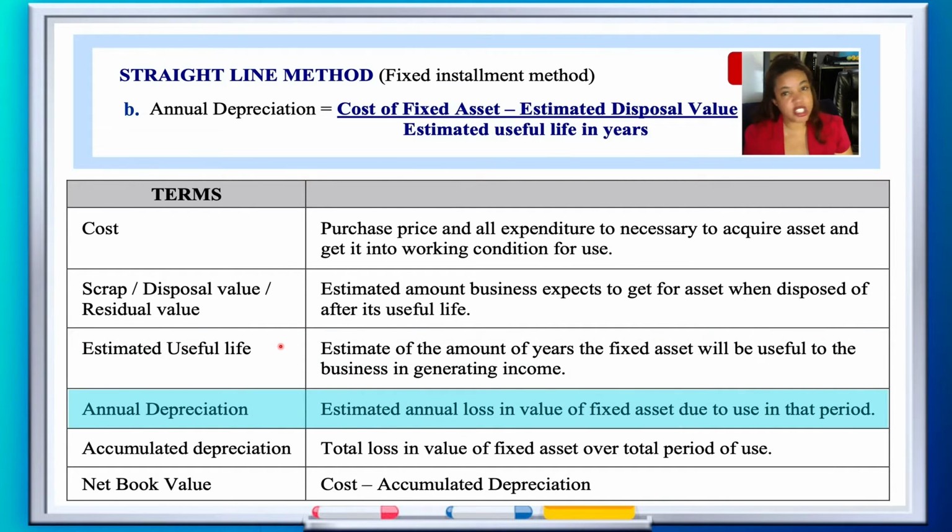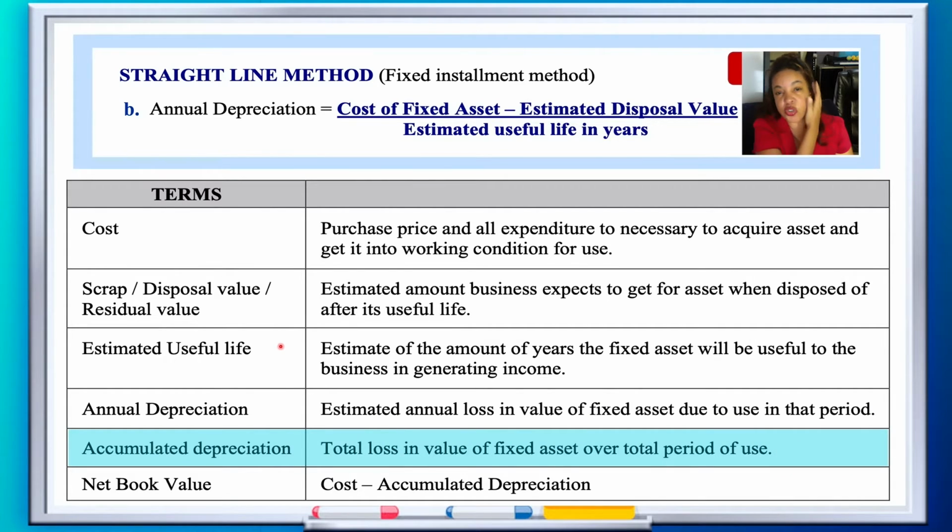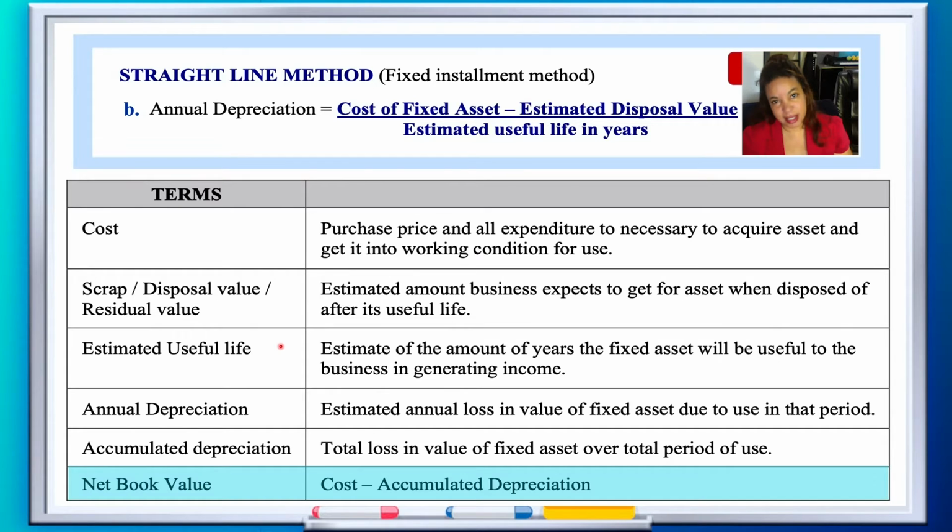Annual depreciation is what we are calculating. Accumulated depreciation is your total depreciation over the whole useful life of the fixed asset or the non-current asset. And the net book value is the value, if any, that you have at the end of the useful life. The net book value is supposed to be the disposal value, basically, right? That is what you're supposed to end up with.